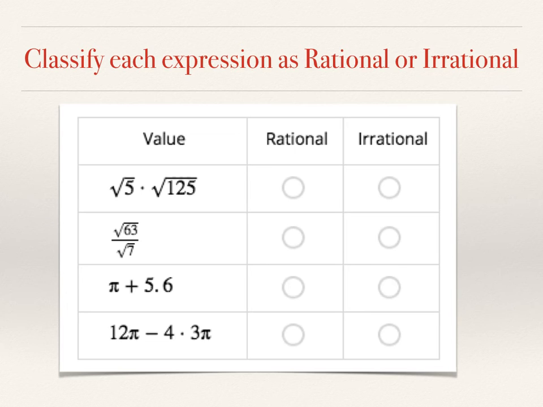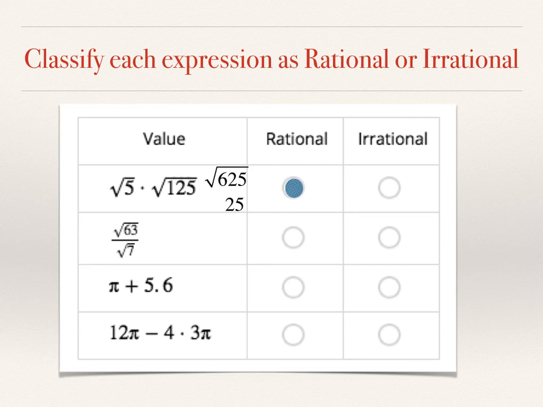Let's kind of be creative when we consider these. Is there any math that we can do? Knowing the square root of A times the square root of B is the square root of AB. This first example is the square root of 625, which is 25. That's a rational number.